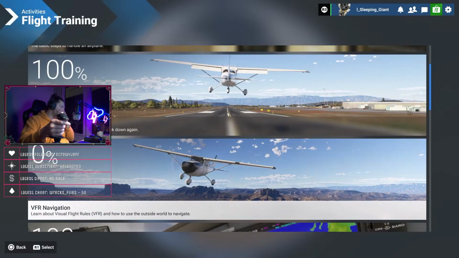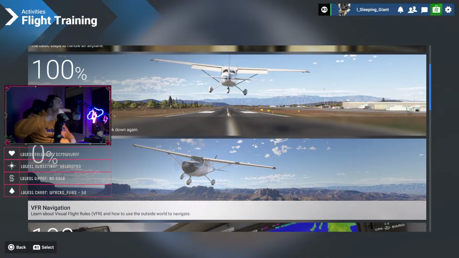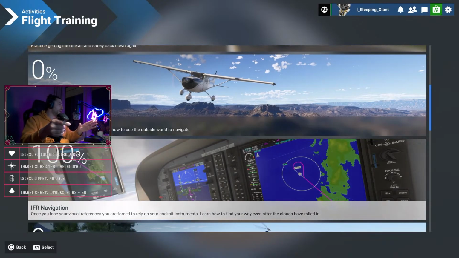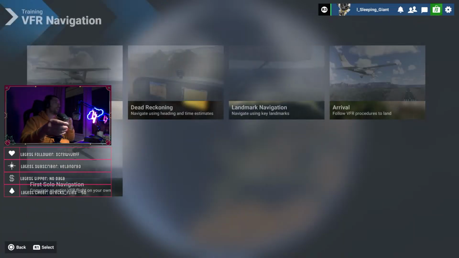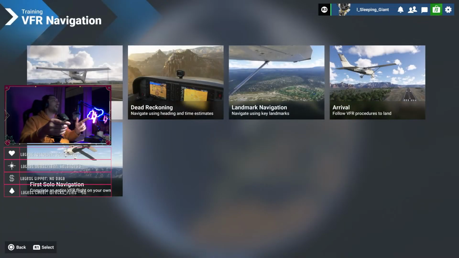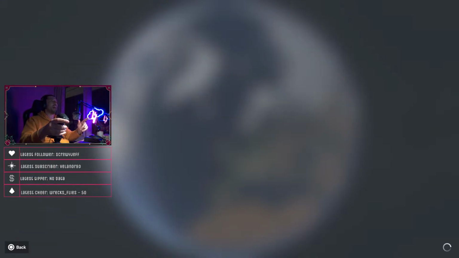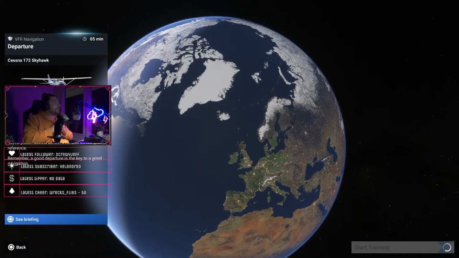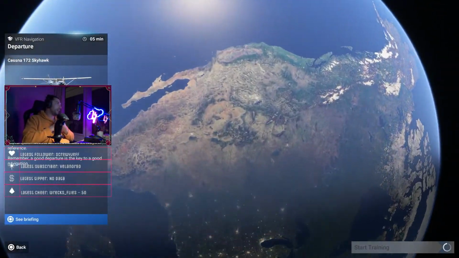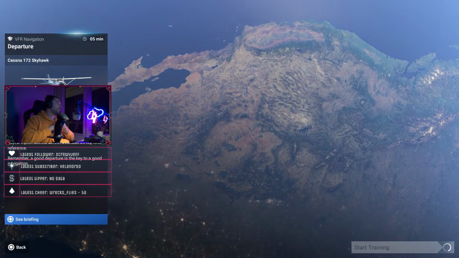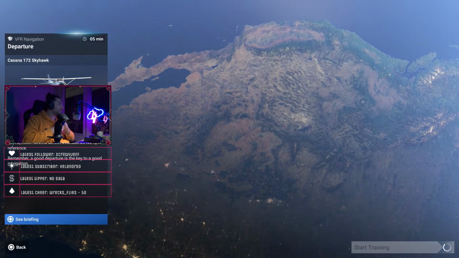Now the next one is VFR navigation. Learn about visual flight rules, VFR, and how to use the outside world to navigate. I don't know why I skipped that and went straight to this one. I should have gone to that one first. So departure. Let's go. Start your navigation. Let's watch some beautiful skylines. We're flying a Cessna 172 Skyhawk.